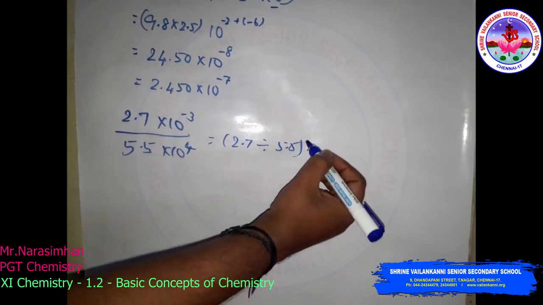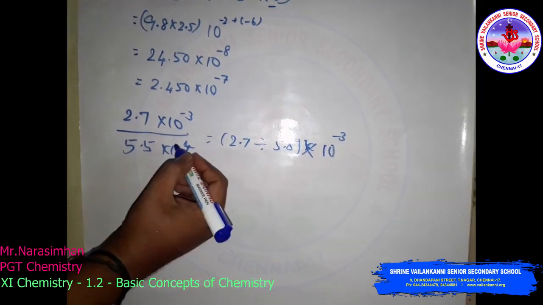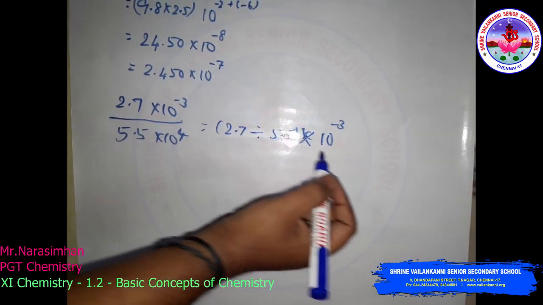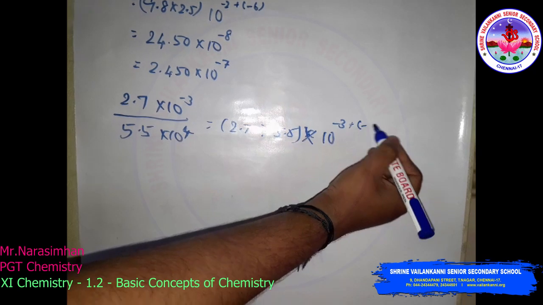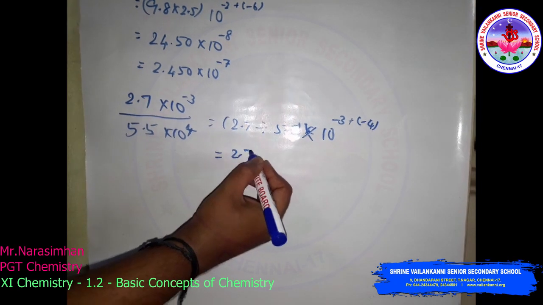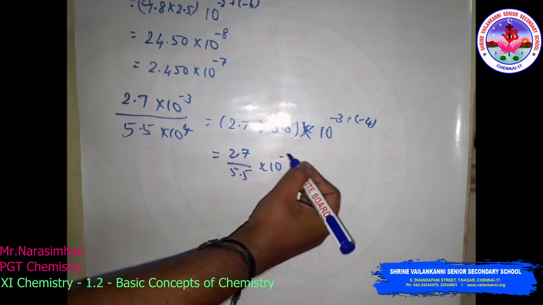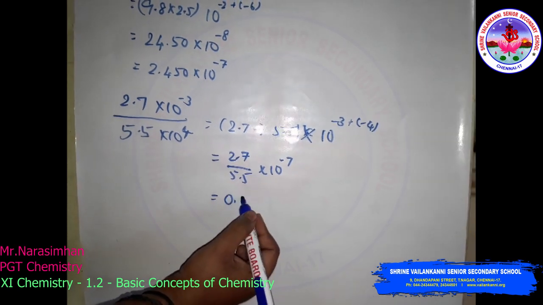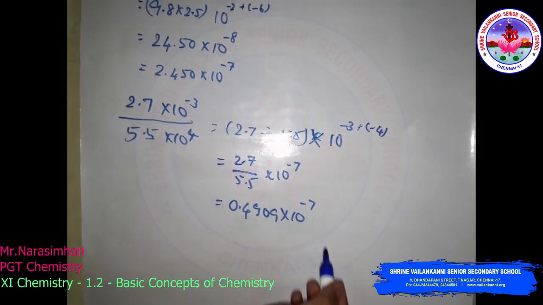The 10 power value, just put 10 here. This is minus 3. This 4 is plus 4 in the denominator, and when it comes to the numerator, it will become minus 4. So here also plus 4 becomes minus 4. So minus 7. So the final value is 2.7 divided by 5.5 into 10 power minus 7. Okay, so this division value is 0.4909 into 10 power minus 7.